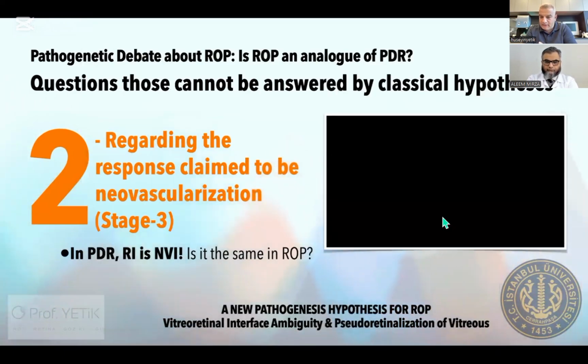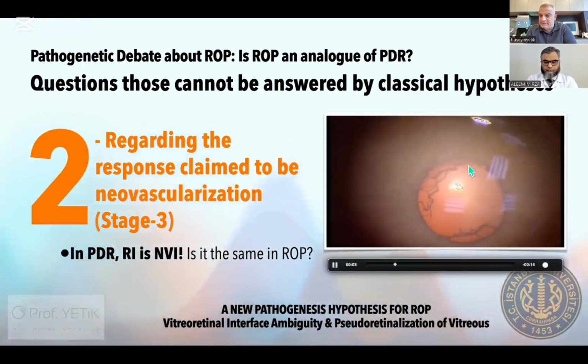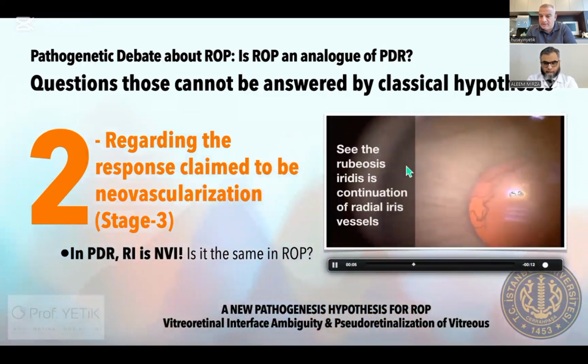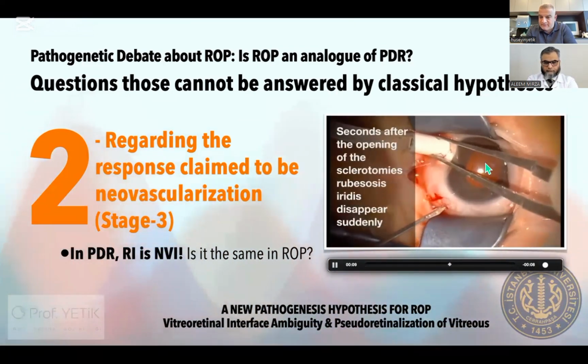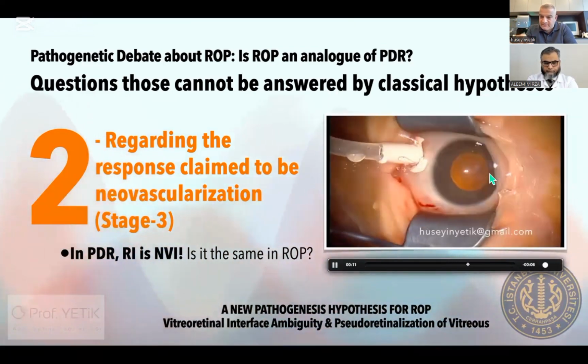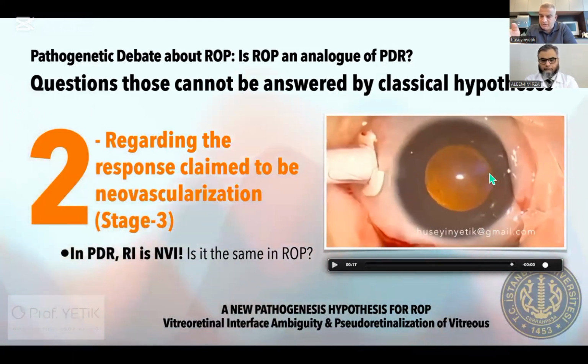And rubeosis iridis in ROP is not neovascularization. This is a continuation of iris vessels. See this. Can an NVI disappear in seconds? No, never, because it's neovascular. But rubeosis iridis in ROP can disappear in seconds after sclerotomies, because this is a recanalization.